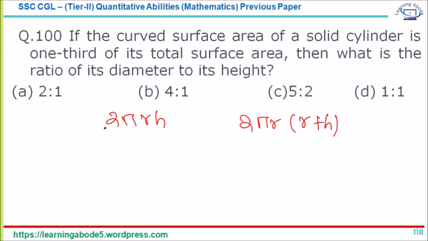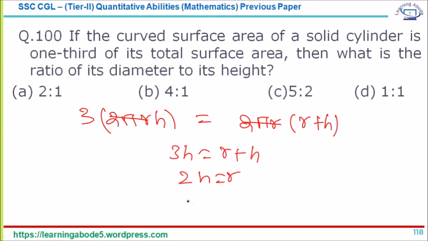This is 3 times the other. So 2 pi r anyhow is common, so you are left with 3h equal to r plus h, so you get 2h equal to r, so h by r is 1 by 2. Now what is asked is the diameter 2r, so h by 2r is equal to 1 by 4. So diameter to height is 4:1 ratio. That's answer option B.